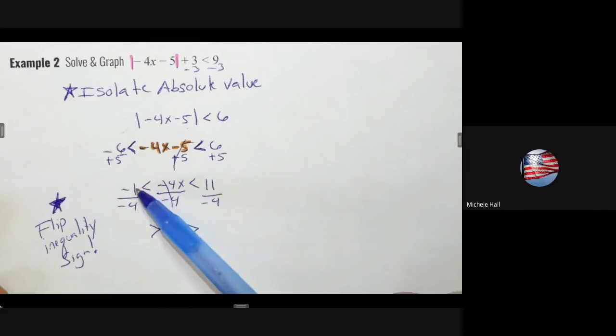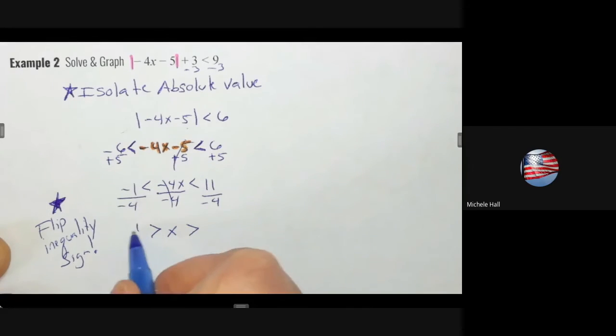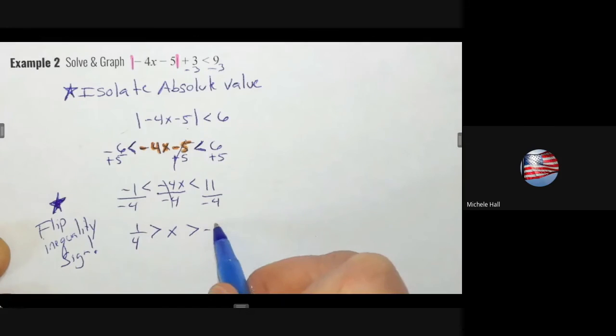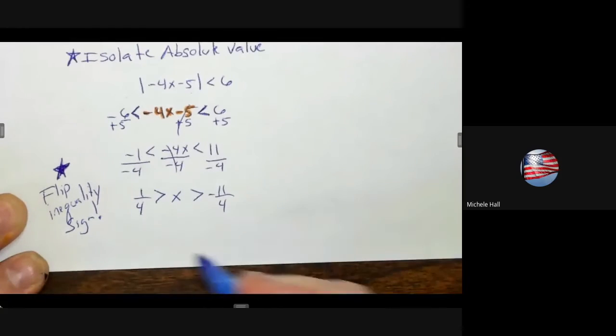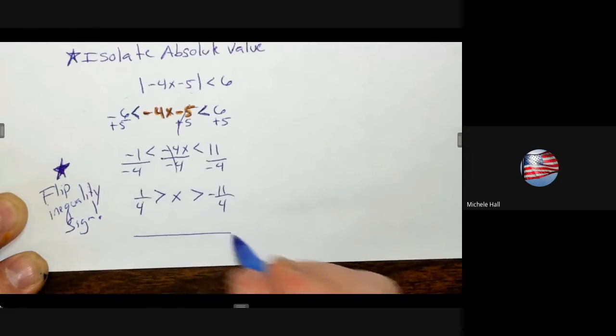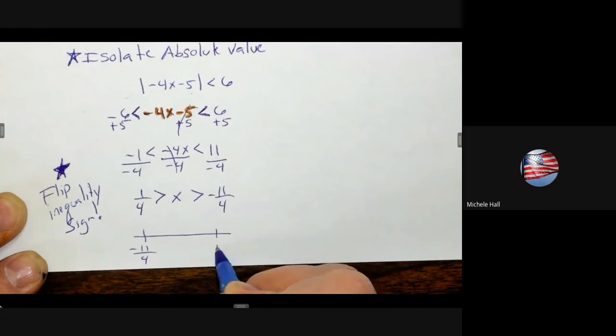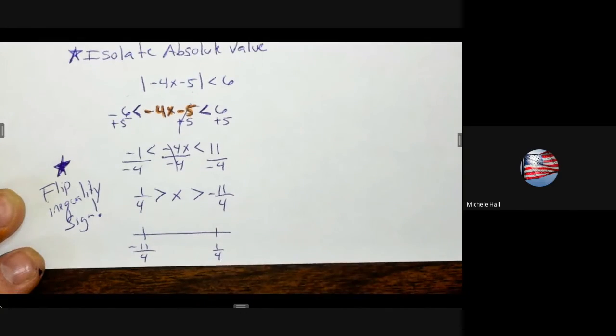We have negative 1 divided by negative 4, that's just a fraction. Negative divided by negative is positive, so we're left with 1/4. And over here we have negative 11/4. They're reduced. It's okay that they're improper. We just need to make sure that we graph them correctly. It's a number line, so we need to make sure that the smaller number is on the left, negative 11/4, and then positive 1/4 is the larger number.